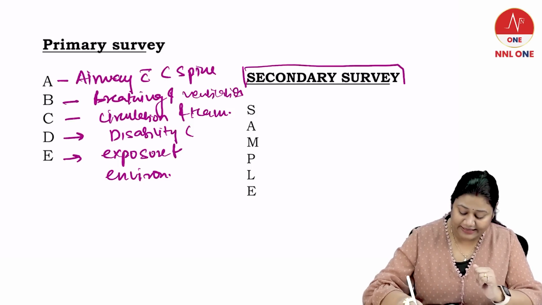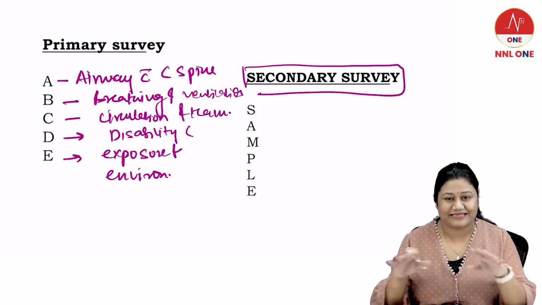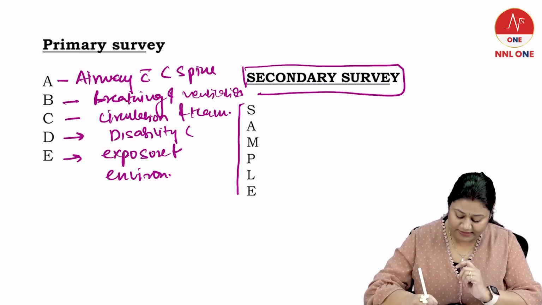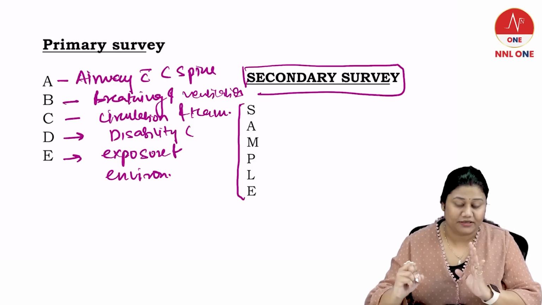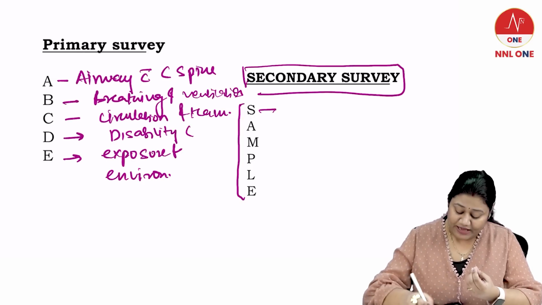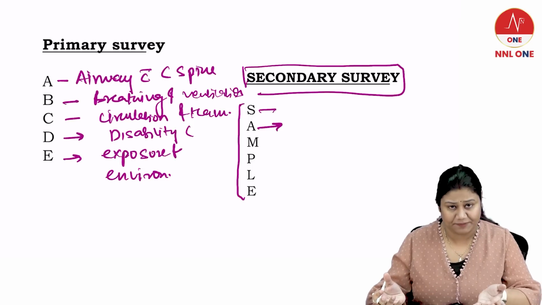Now what is the secondary survey mnemonic? Once your patient is stable, then you will perform the secondary survey. You can remember the secondary survey with the help of SAMPLE. So S is the sign and symptom or the chief complaint of the patient. A stands for any form of allergy the patient has.